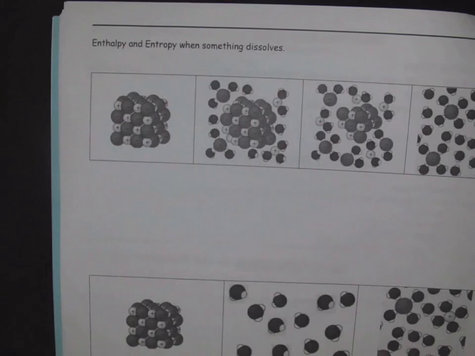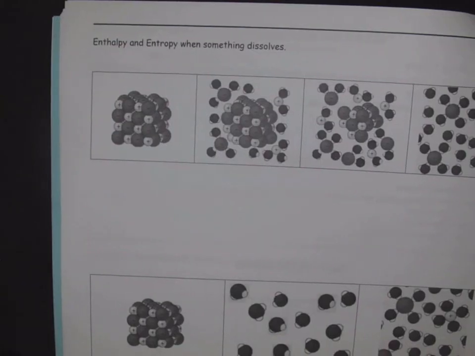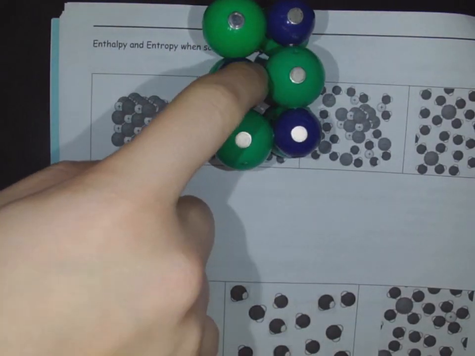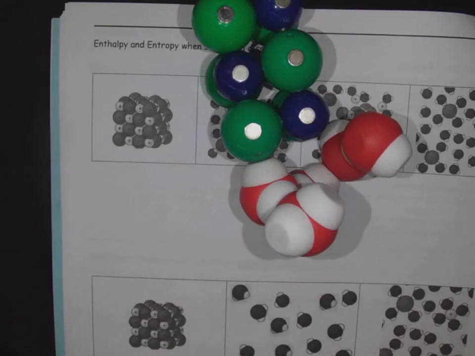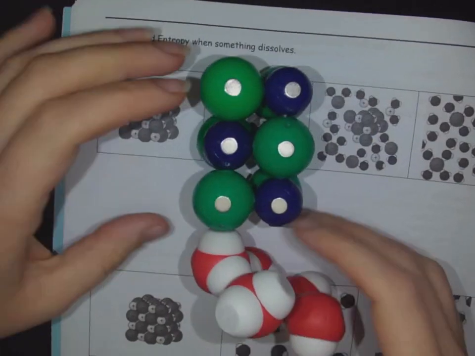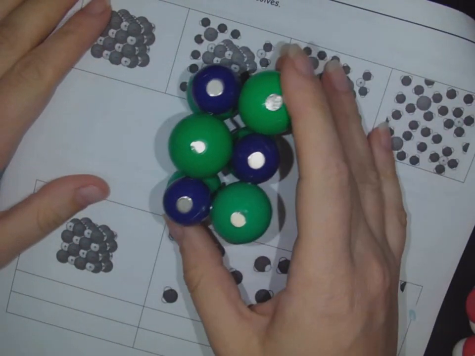Enthalpy and entropy, and what's going on when something dissolves. Okay. So I have this model, and let me go grab some water molecules. Alrighty, so water, great. We have an ionic compound that's going to dissolve in water.